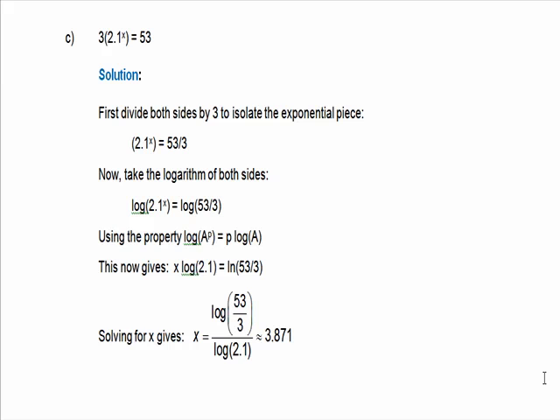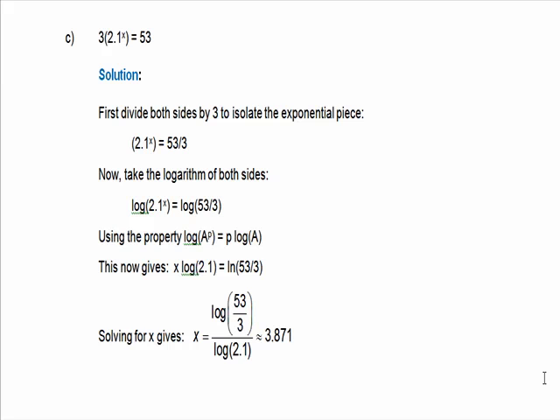Example C. We're going to solve for x. 3 multiplied by 2.1 to the x equals 53. Notice we cannot multiply the 3 by the 2.1 because the 2.1 is the only item raised to the x. So again, if I follow our 3 steps, step 1 was to isolate the exponential.